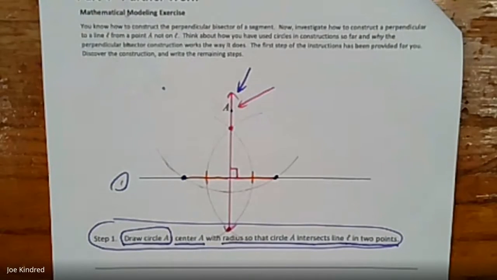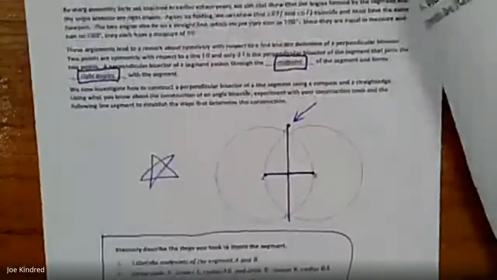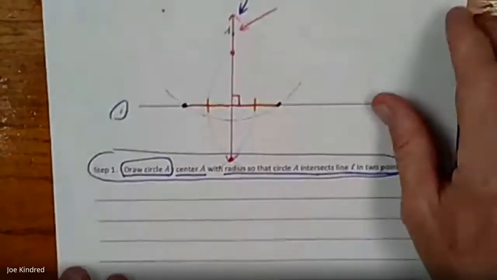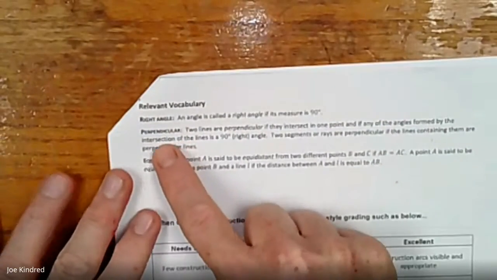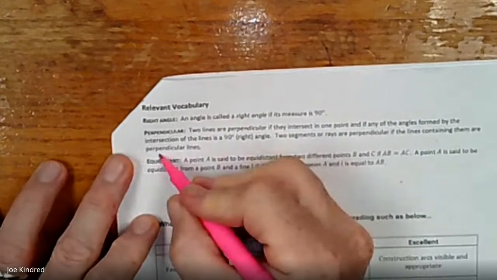Now the steps can be drawn in by yourself. It's basically the same as, or at least an adaptation to, the steps outlined earlier in the notes. Now, we review what right angles are here in the notes, what perpendicular means, and what equidistant means. A key idea is, what does equidistant mean in our notes? Make sure you're aware of that and familiar with it.